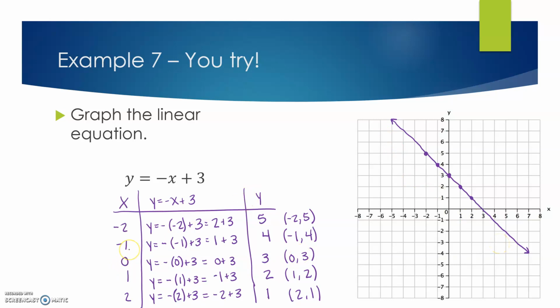So I said that I was going to answer the question of why I use these values, but I want to know what you think. Why do you think we would use those values of -2, -1, 0, 1, and 2? Why wouldn't I use, say, 8 or -10? Why wouldn't I want to use those bigger values?